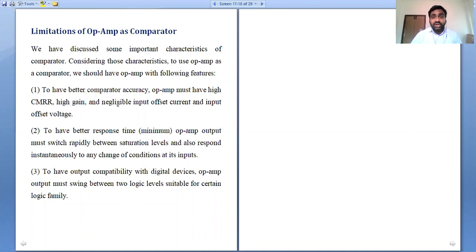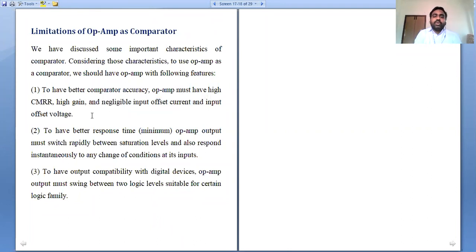The second most important thing is that we have to use an input offset current that is negligible. We previously also discussed the concept of input offset currents. The input offset currents have to be negligible, because they would otherwise introduce disturbances in the operational amplifier, particularly in our comparator. They have to be negligible, otherwise they will affect the output voltage. Input offset currents and input offset voltages have to be negligible.